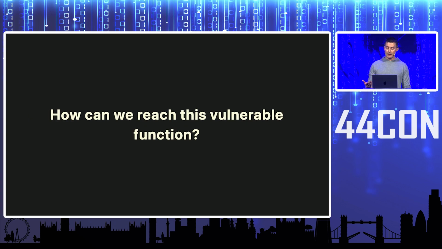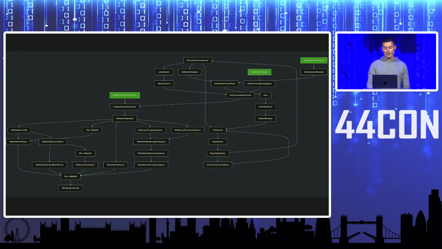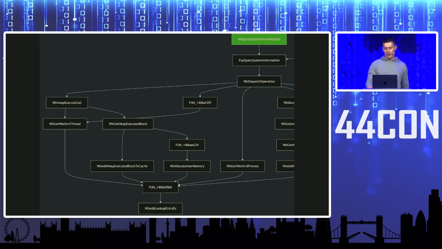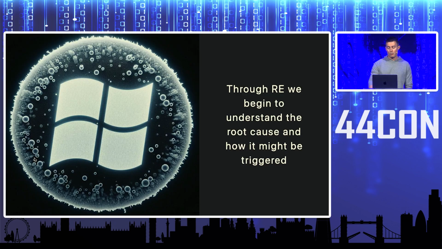Another question you might want to ask is, how can you reach this function? In this case, we can use a call graph. Again, you probably can't see that from where you are, but if you zoom in, you can ask, how could I actually get to this vulnerable function? Is this something that an attacker could approach? Is this remote or local? You start to answer these questions when you start to do reverse engineering of the CVE. The power of diffing gives you the ability to do that. So with reverse engineering, you begin to understand the root cause and how it might be triggered.